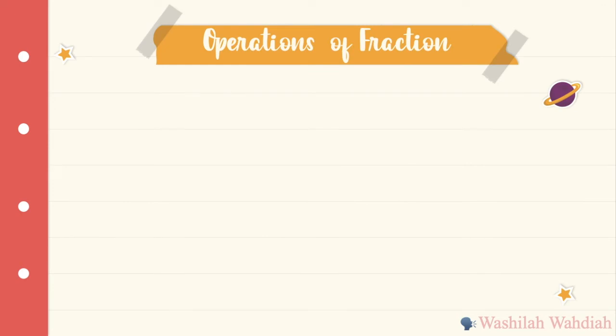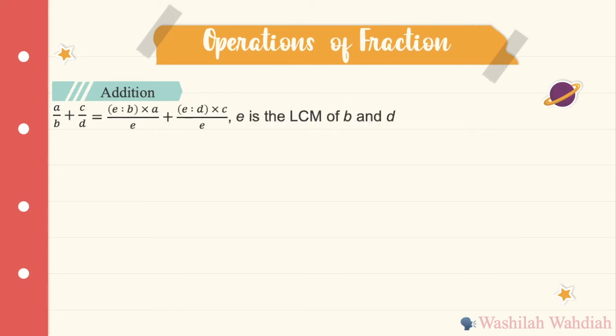The formula of fraction addition is a over b plus c over d. Addition of fractions is straightforward if the denominators are the same, meaning b and d are the same. But when the denominators are different, we use equivalent fractions to express the fractions using the least common multiple of b and d. So, a over b plus c over d equals e divided by b times a over e, plus e divided by d times c over e, where e is the least common multiple of b and d.